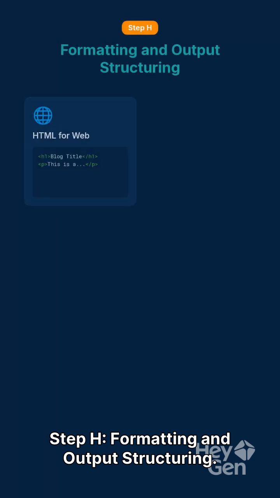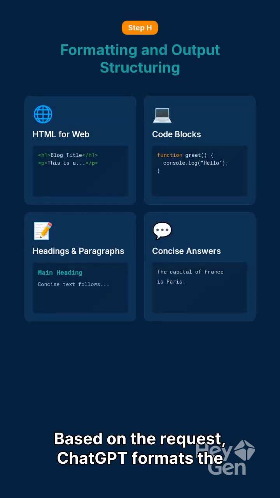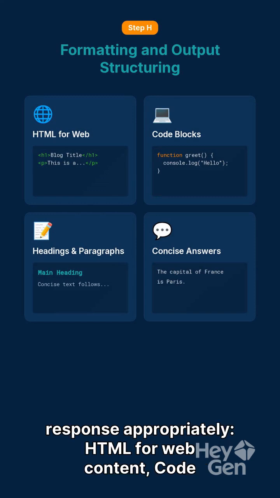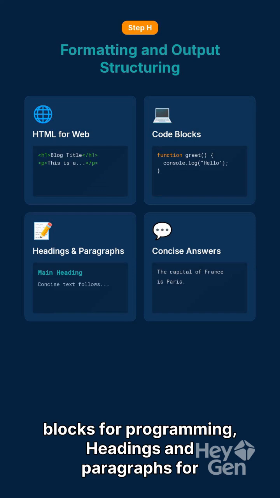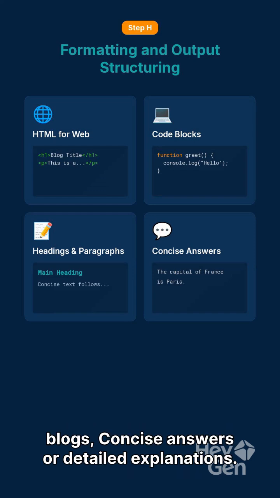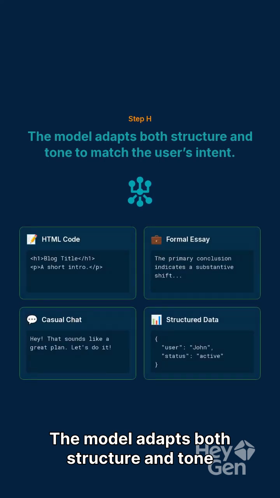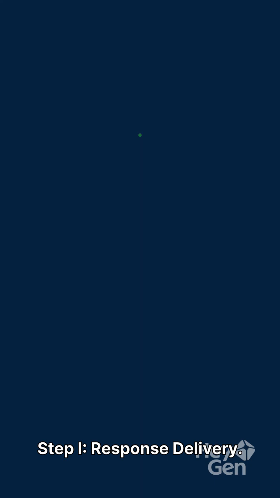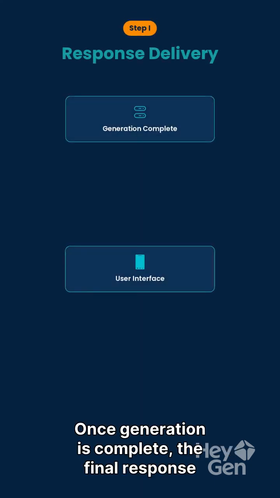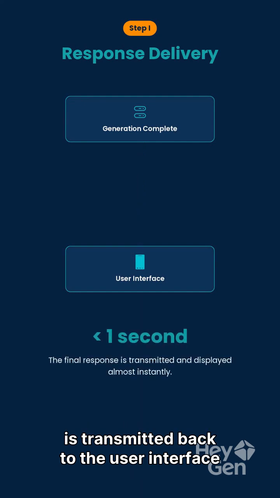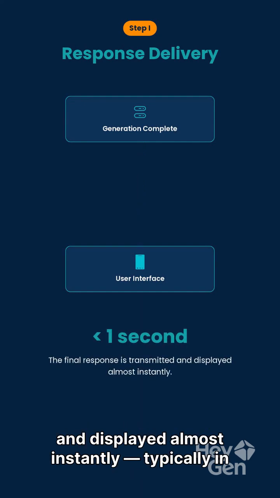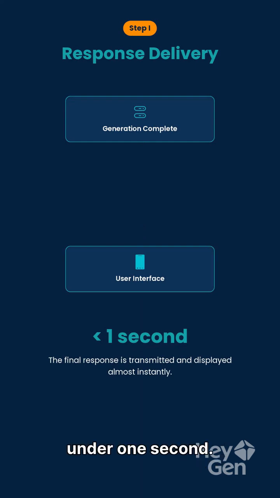Step H, formatting and output structuring. Based on the request, ChatGPT formats the response appropriately. HTML for web content, code blocks for programming, headings and paragraphs for blogs, concise answers, or detailed explanations. The model adapts both structure and tone to match the user's intent. Step I, response delivery. Once generation is complete, the final response is transmitted back to the user interface and displayed almost instantly, typically in under 1 second.